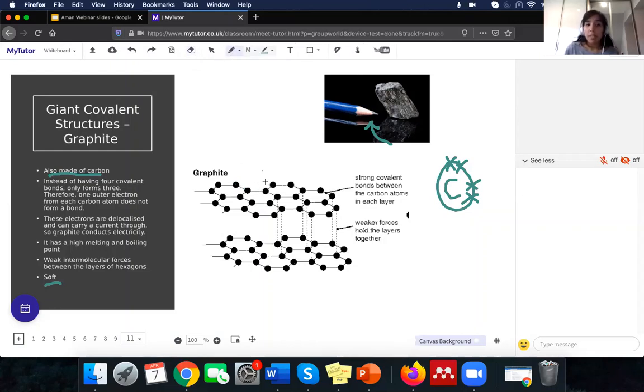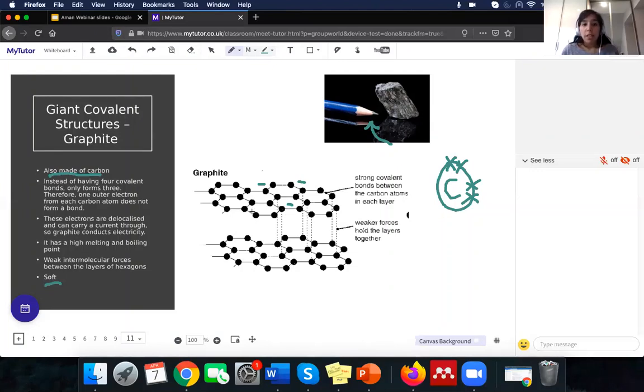What this means is that there is 1 electron from each carbon atom that is free to move. So in comparison to diamond, graphite will conduct electricity, and that is because one electron from each carbon atom is delocalized, which means that it's free to move throughout that structure.